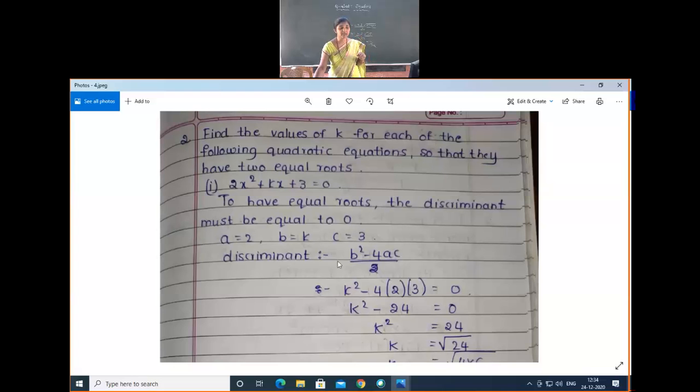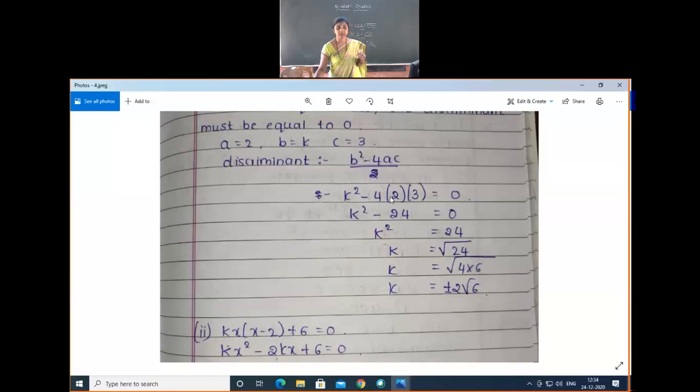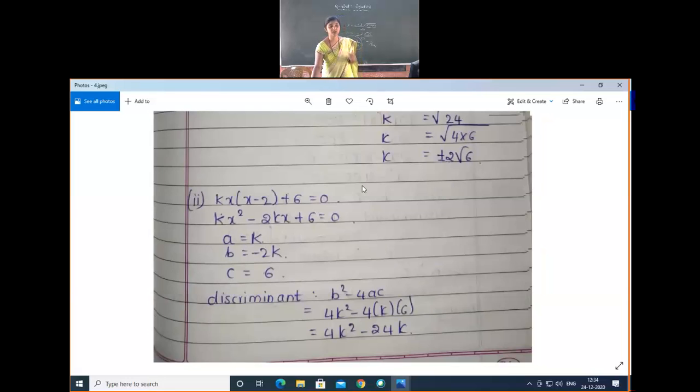Now, b value is k, so k square minus 4 into a value 2, c value 3, which is equal to 0. Then k square minus 4 into 6, that is minus 24, which is equal to 0. Then k square is equal to plus 24, k is equal to square root of 24. So k is equal to square root of 4 into 6, that is k is equal to plus or minus 2 root 6. Got the idea of this one?